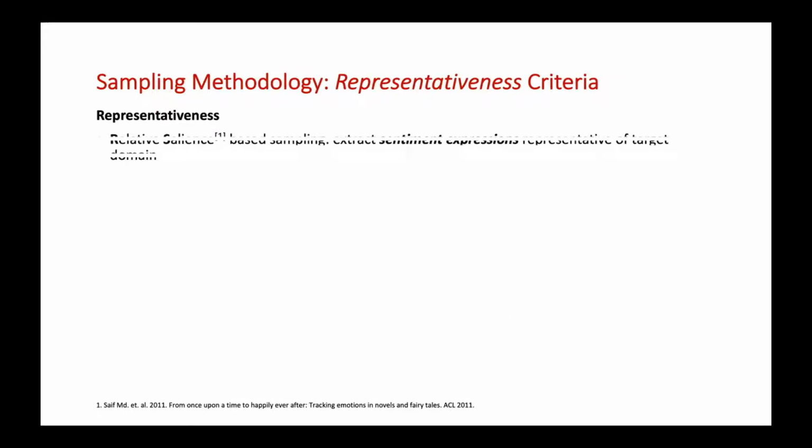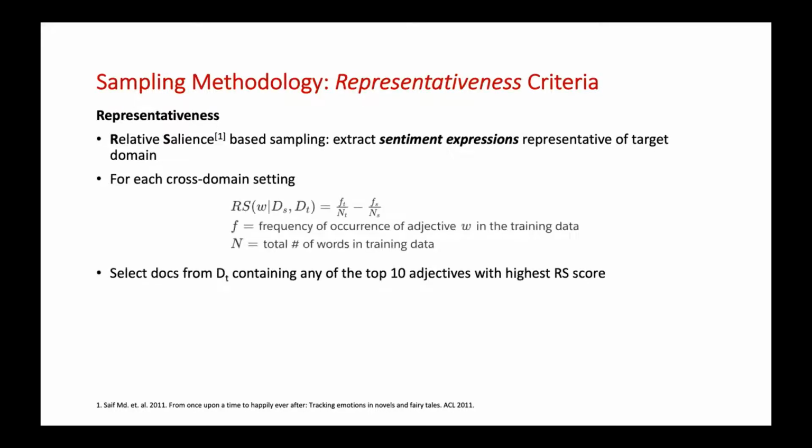For the representativeness criterion, we look at a relative salience-based sampling in order to extract sentiment expressions that are representative of the target domain. Relative salience has been used in a past ACL 2011 paper to measure the extent to which an emotion is present in one text over the other.